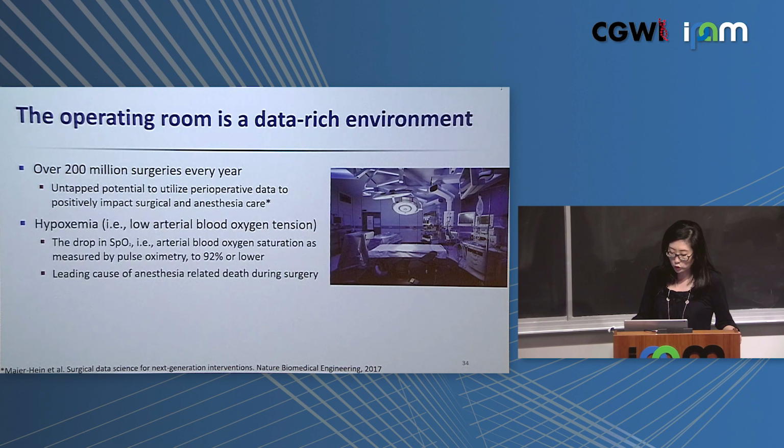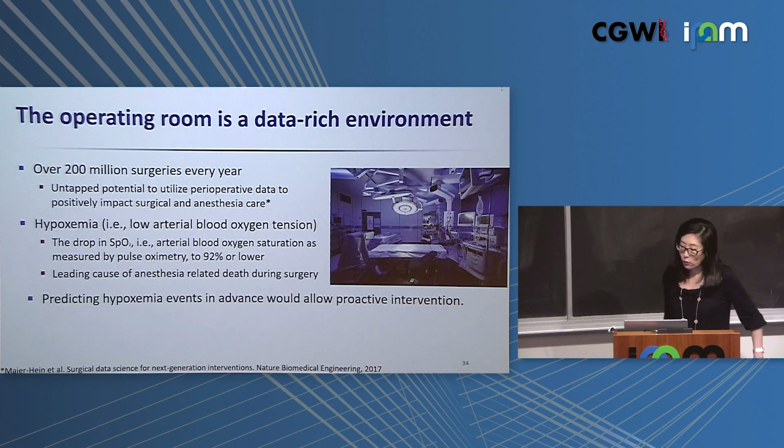In this project, we focused on an unwanted physiological condition called hypoxemia, meaning low blood oxygen level, that causes serious patient harm. If hypoxemia can be predicted or anticipated before it occurs, even a few minutes before, then actions can be taken by anesthesiologists to proactively prevent hypoxemia and the related patient harm.